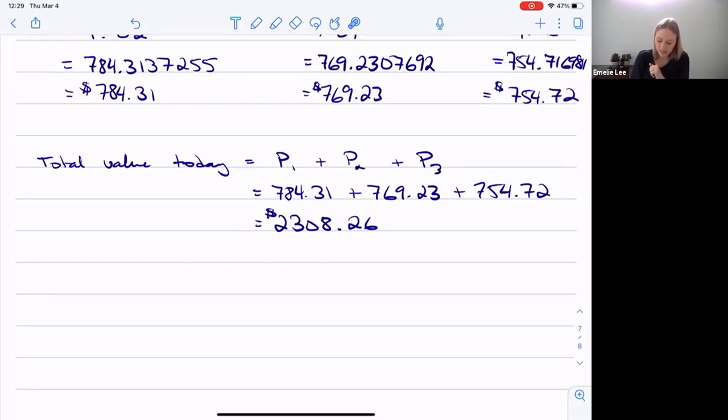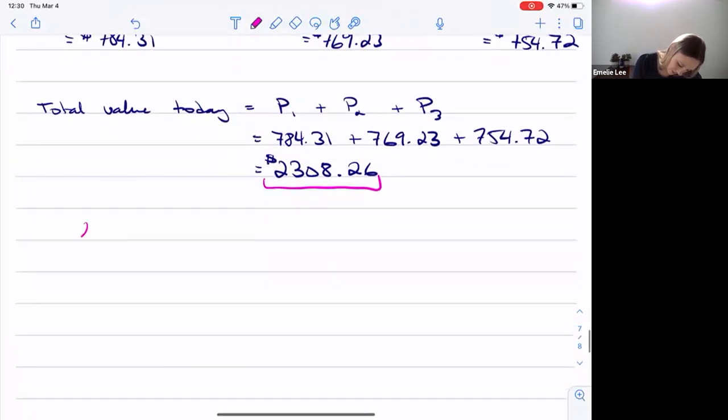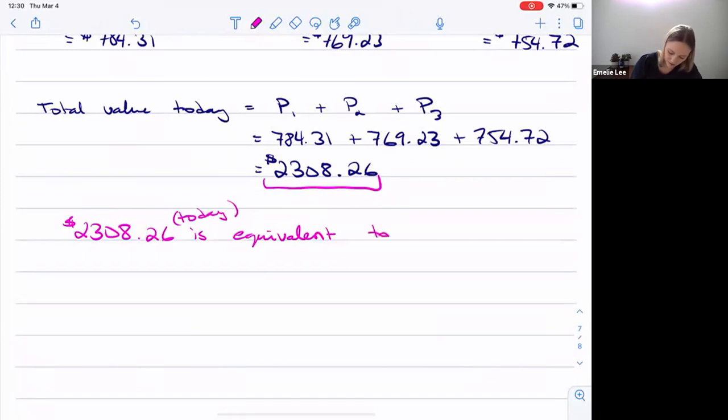Okay, so what does that mean? It means that this $2,308.26 is equivalent to $800 for 4, 8, and 12 months from now. Right, so $2,308.26 today, that's important, is equivalent to $800 for 4, 8, and 12 months from today.